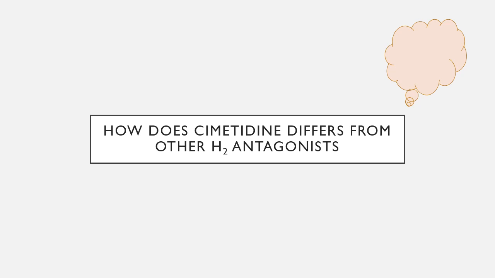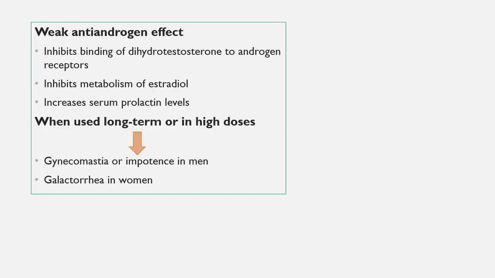This is a very important university question, and it is often asked in vivas as well: how does cimetidine differ from other H2 antagonists? So it has a weak anti-androgen effect, and therefore when used long term or in high doses, it will produce gynecomastia or impotence in men and galactorrhea in women. Clear? And why does it have an anti-androgen effect? Because it inhibits the binding of dihydrotestosterone to the androgen receptors.